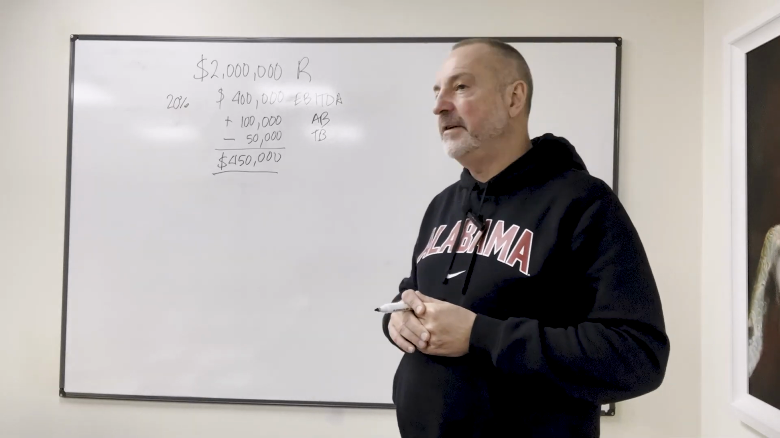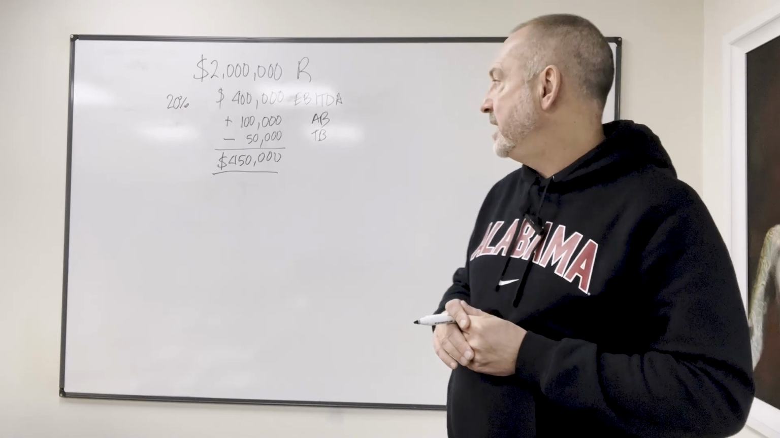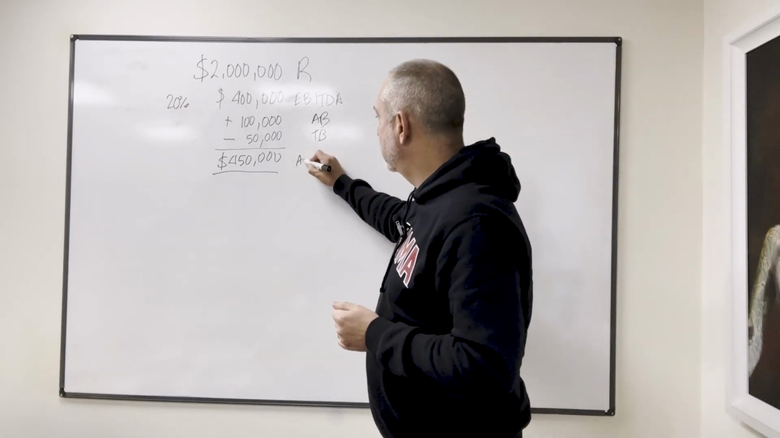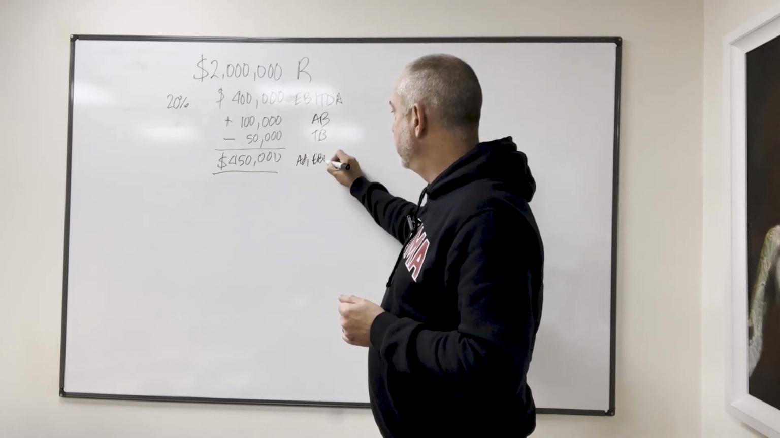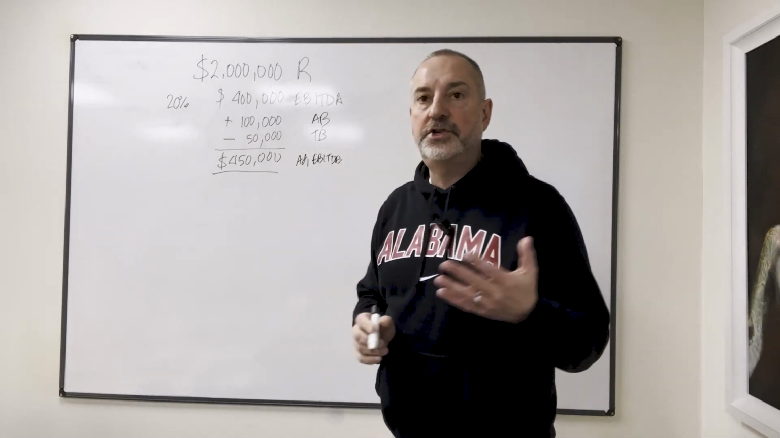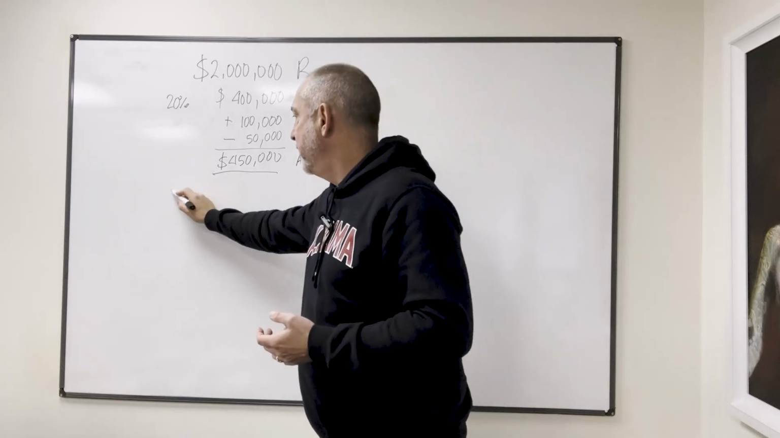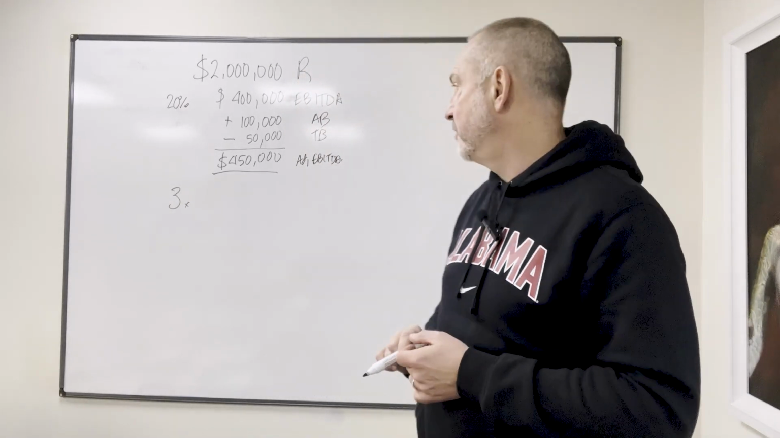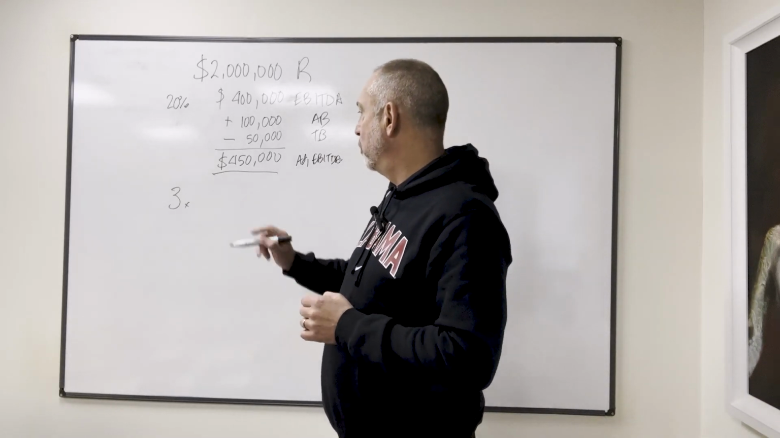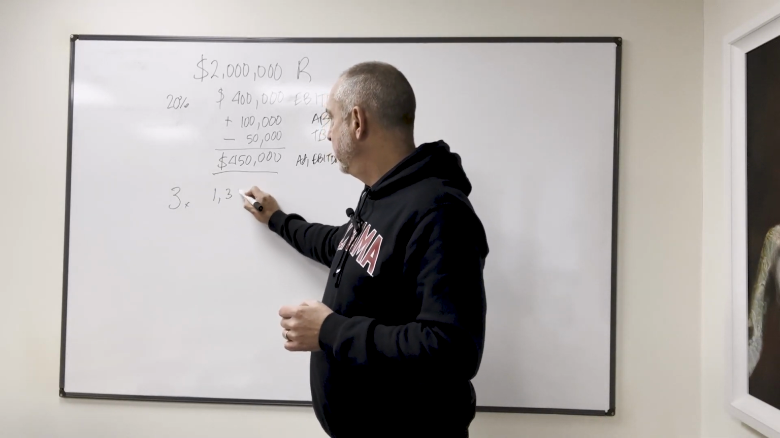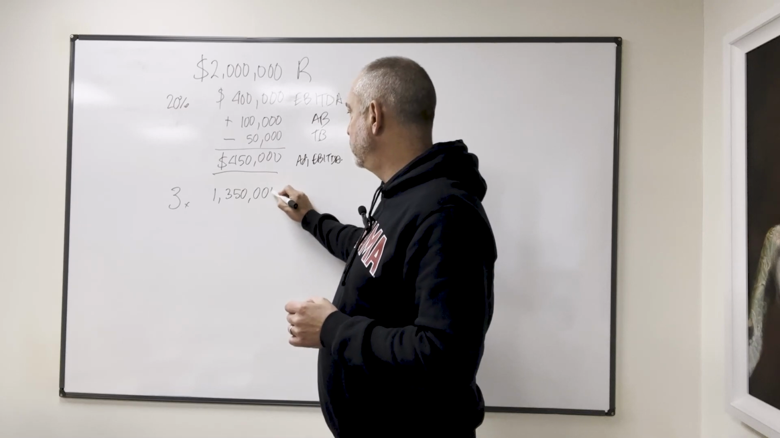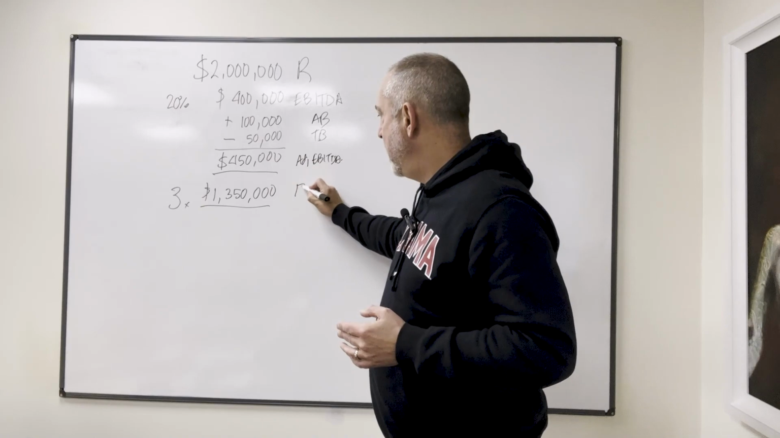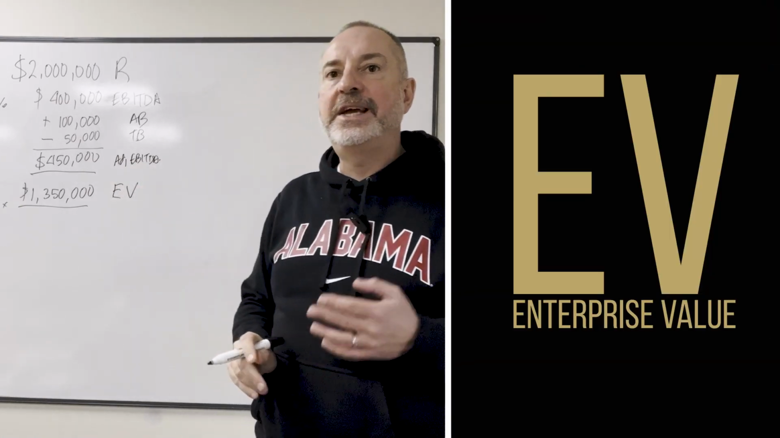So $450,000 is the EBITDA here. That's what we're going to call the adjusted EBITDA. And let's say we're feeling very generous and we're going to apply a 3 times market multiple to value this business. So 3 times 450 is $1,350,000. Now that we call enterprise value, EV.